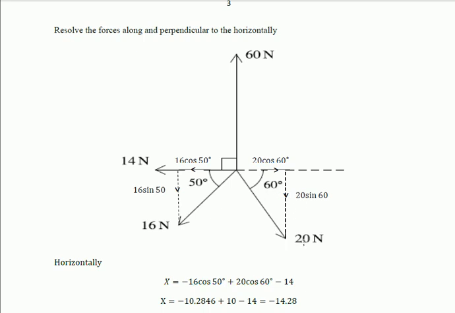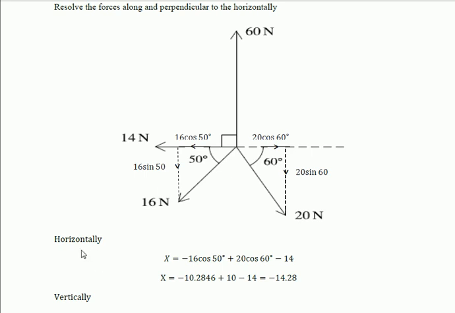On the other side, the 20 Newton force makes an angle of 60 with the horizontal. We shall convert it into its rectangular components. So the rectangular components are 20 cos 60 and 20 sin 60. Same for the 16 Newton force, the angle is 50, so its rectangular components will be 16 cos 50 and 16 sin 50.